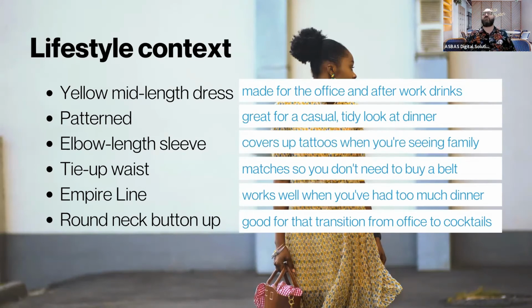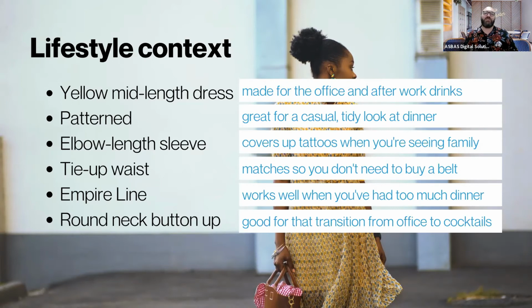It's a yellow mid-length dress made for the office and after-work drinks. So we're putting it into a context. This dress is ideal to be worn in the office, but also to be worn to after work drinks. So that could be any kind of woman who works in an office, who goes to Friday drinks, doesn't want to have to take an extra dress with her, wants to be able to just comfortably go out from one context into another. We've been able to gather all that just from this being a yellow mid-length dress.